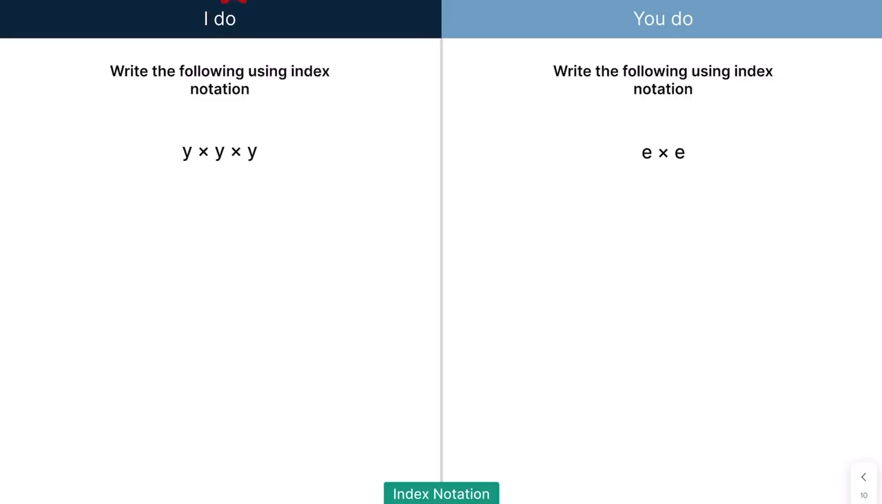So the way my video is, I'm going to do the example on the left, which is I do. You are then going to press pause. I've got an example on the right, which is you do. And the type of the example is at the bottom.